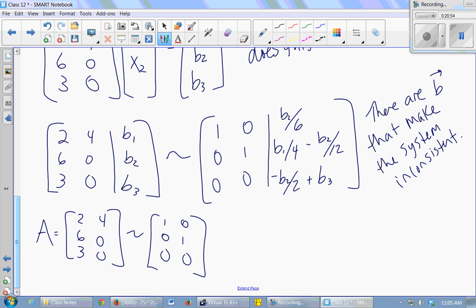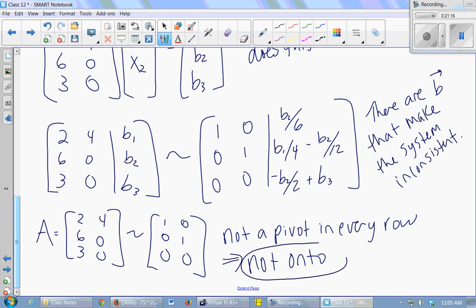Yeah, you're right. You can tell just by looking at it that there can't be a pivot in every row. So there's not a pivot in every row. That means that this thing is not onto. Right? There are B1, B2, B3, there are vectors in R3 that we cannot produce by multiplication by A.